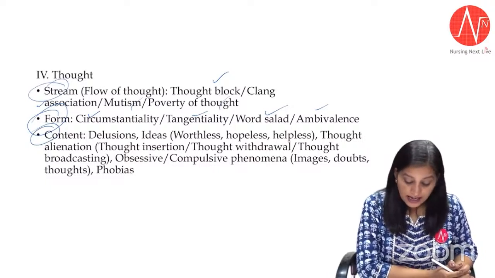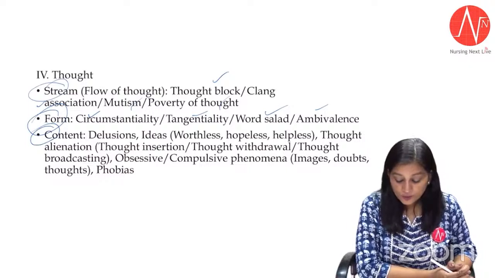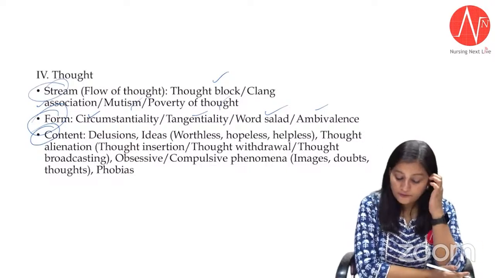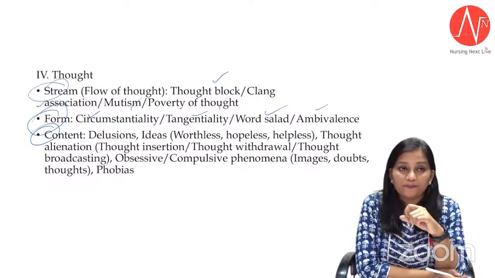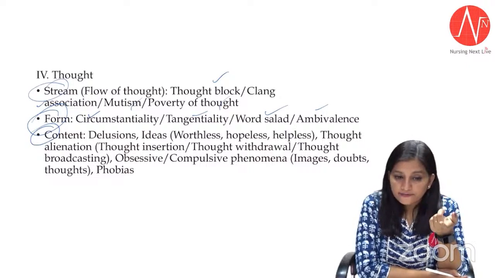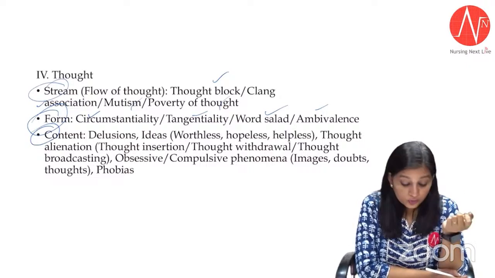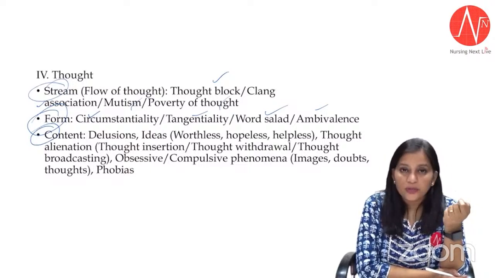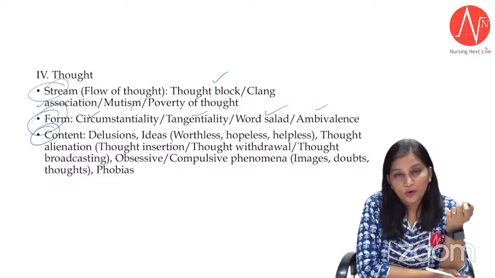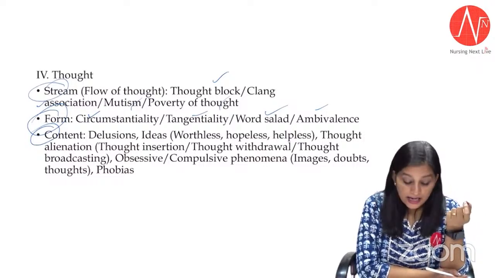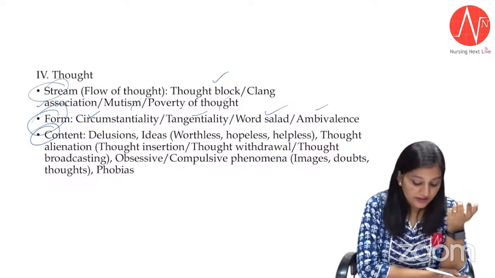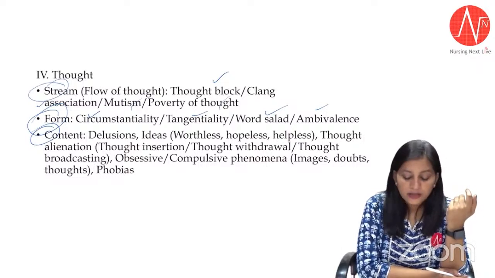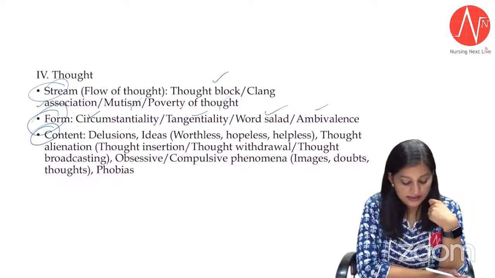Content means delusions, ideas like worthlessness, hopelessness, helplessness, then thought alienation, obsessive compulsive phenomena, and phobias. So in thought, we have to rule out delusions. Now, how are we going to rule out all this? While talking only, you can observe whether the patient is having thought block or not. The patient will be speaking, and you can observe whether the patient is having clang association, mutism, circumstantiality, tendentiality. There is no need to ask any specific question for these.